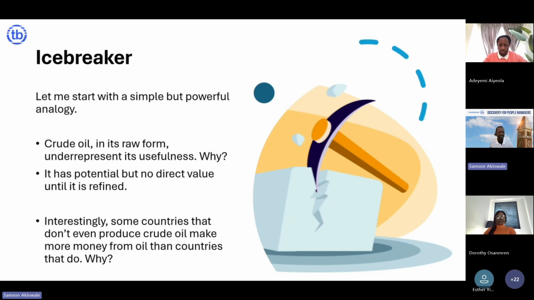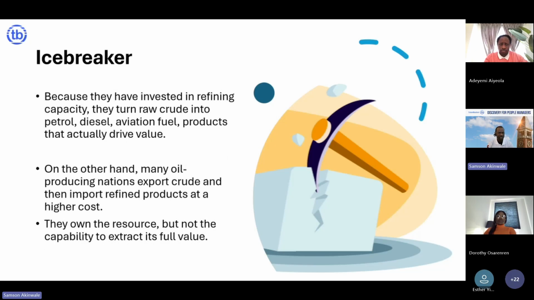Why do you think this happened, or why do you think this is? The reason is not far-fetched. It is because those countries who never produced crude but made more money from it, they had taken time to invest in refining capacity. They turn crude into petrol and all sort of byproduct, aviation fuel and what have you, those products that actually drive value.